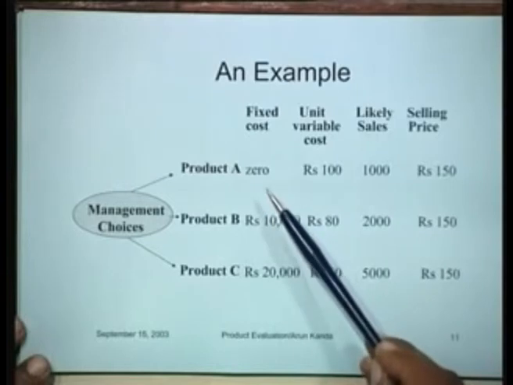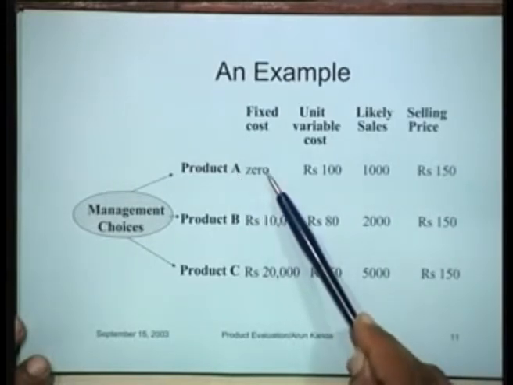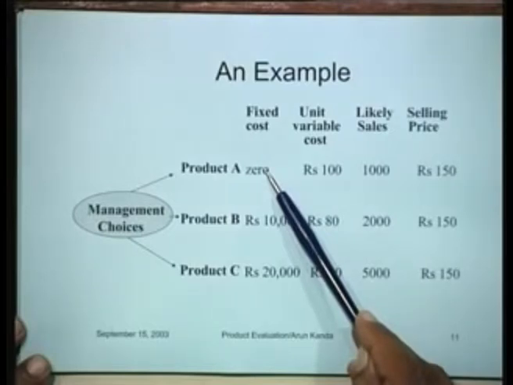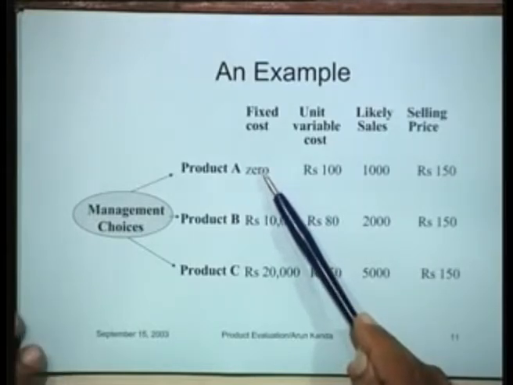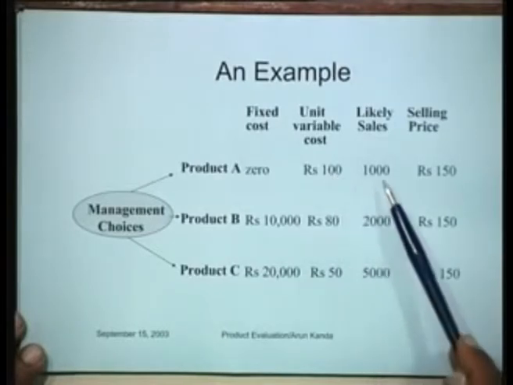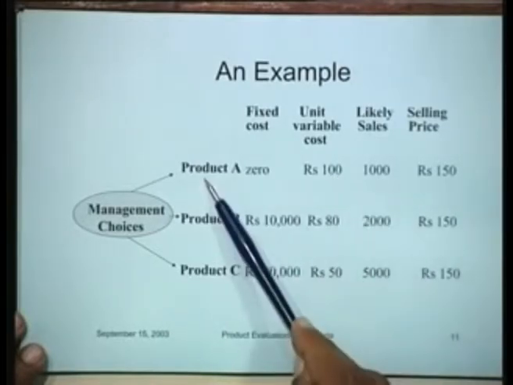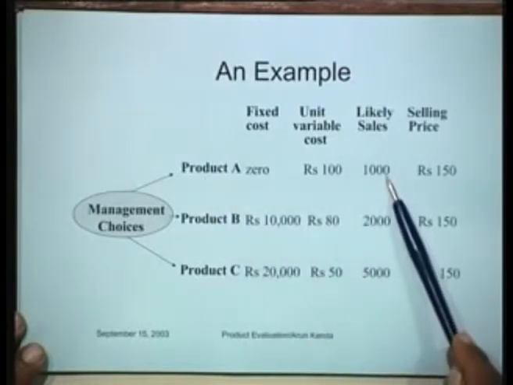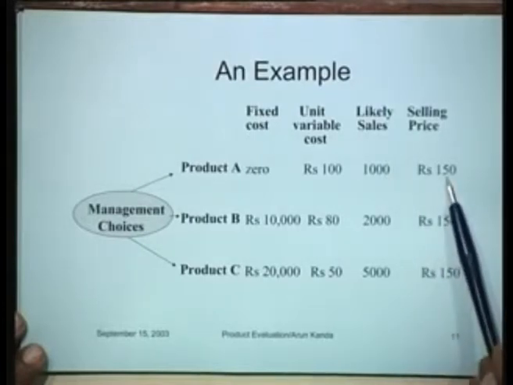So what you find here is that for product A, there is no fixed cost. So it's like directly buying the product per piece, and you can buy the product for 100 rupees a piece, and the vendor for this particular product is capable of supplying to you only 1,000 pieces in a particular period, and you can sell the product for 150 in that case.